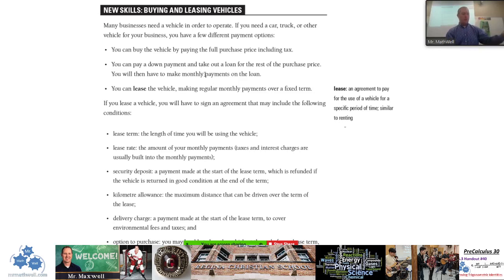And it's the same for a house. If you're buying a house, they require you to make a down payment, usually 5% or more is the minimum.